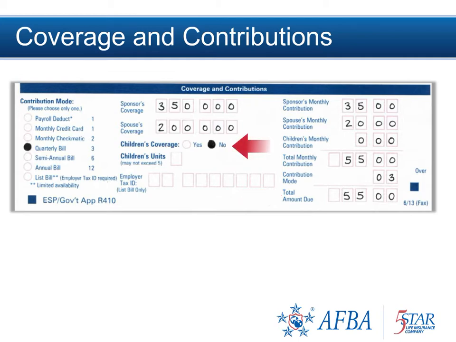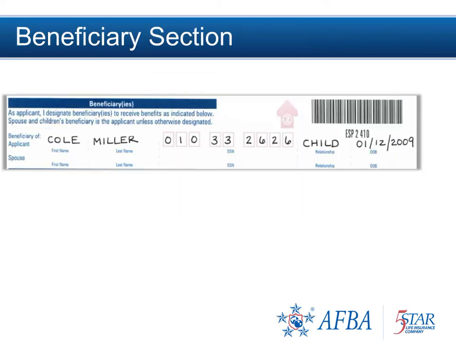For children's coverage, indicate yes or no. If selecting yes, complete the children units field with a value between 1 to 5 units. Each unit is equivalent to $5,000 worth of coverage, and the contribution is $1 per unit.